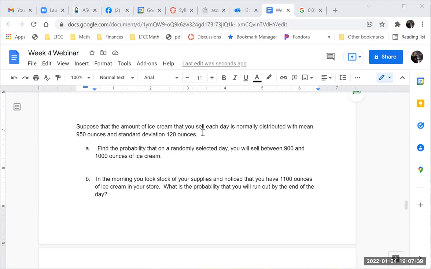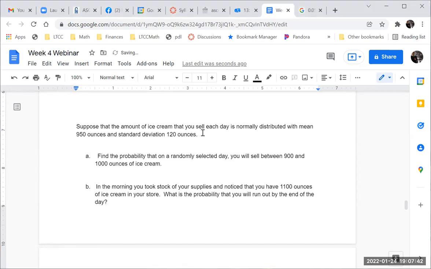The first thing I always like to do, and it's very important, is write X tilde N, and then the mean was 950. The standard deviation was 120. Any questions on that? Then you don't have to read that top sentence ever again, because we've got the information we need. And we want the probability that we're between 900 and 1,000. Is that clear?